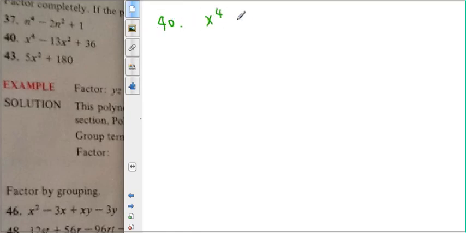X to the fourth power minus 13x squared plus 36. Here, that means which numbers multiply to 36 but add up to 13. In fact, when you look through that, this one is almost like a perfect square, where if I have x to the fourth minus 12x squared plus 36. This should have been a perfect square, but we have one more extra negative x squared.